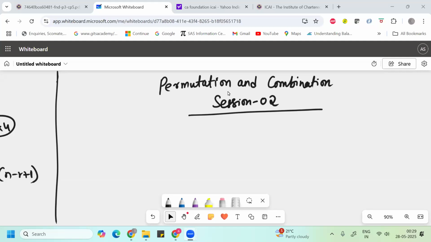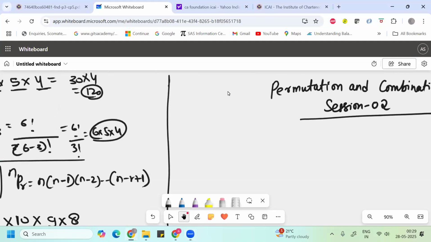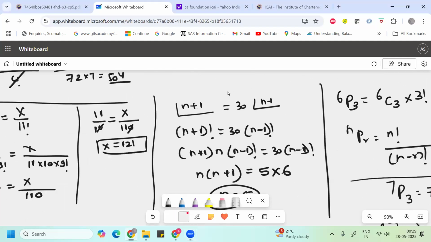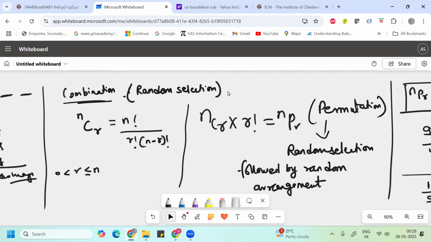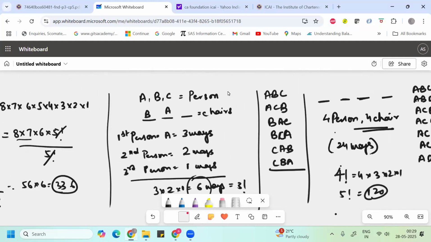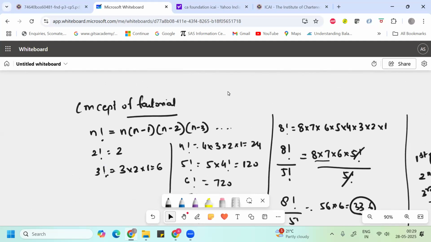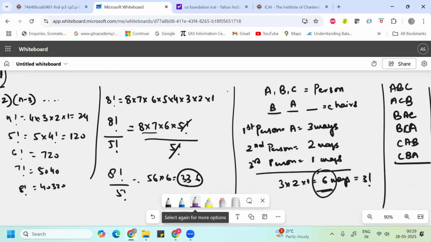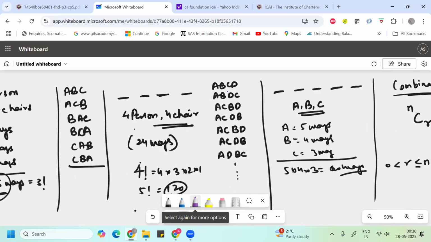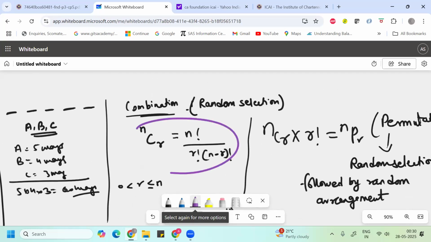Here we are discussing the important concepts and problems which are relevant for the students who are preparing for the CA Foundation exam. So guys, so far when it comes to the concept of permutation and combination, I have introduced this topic with the concept of factorials. We have discussed the concept of factorial here, and after factorial we have discussed what is permutation and what is combination. We discussed the formula of combination and permutation.